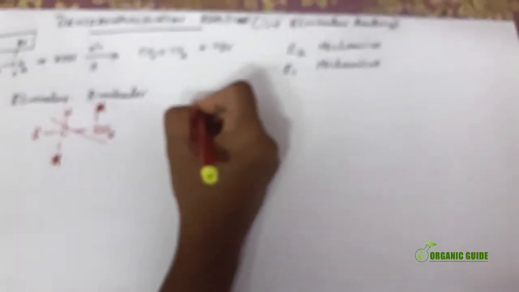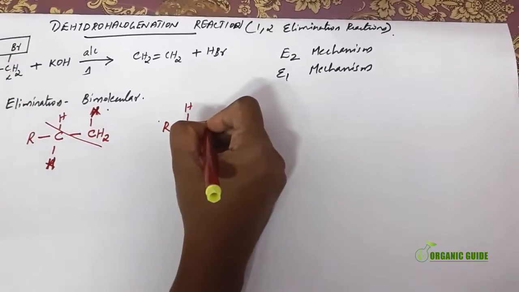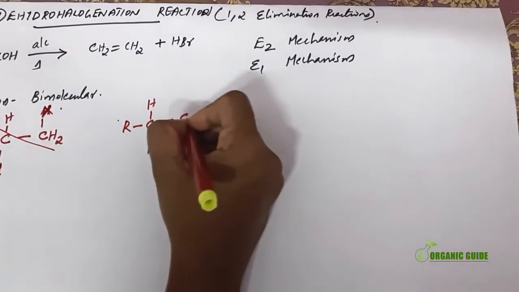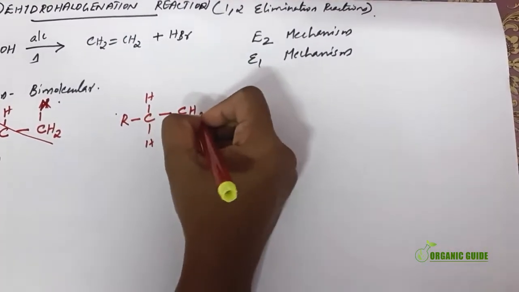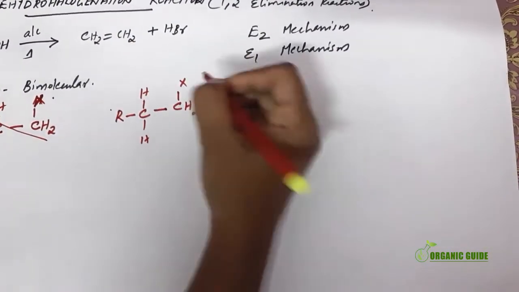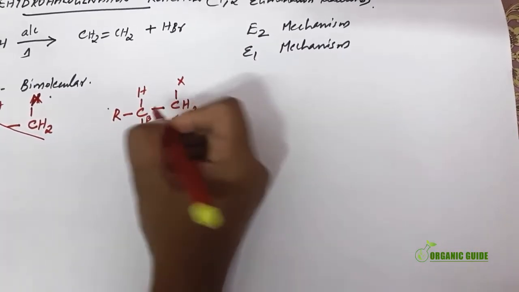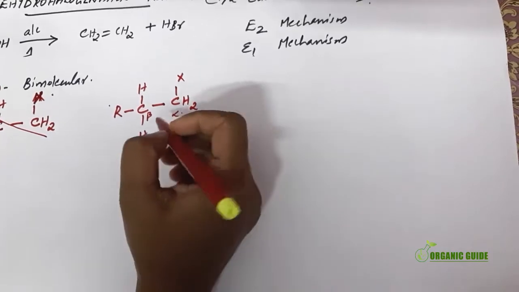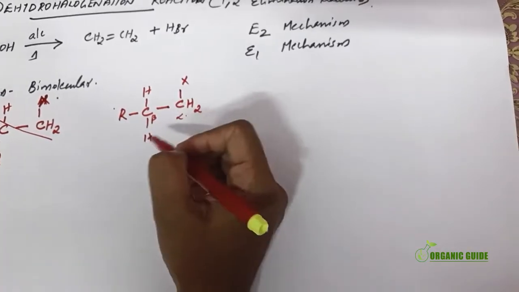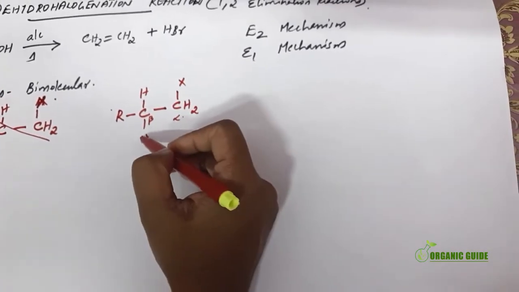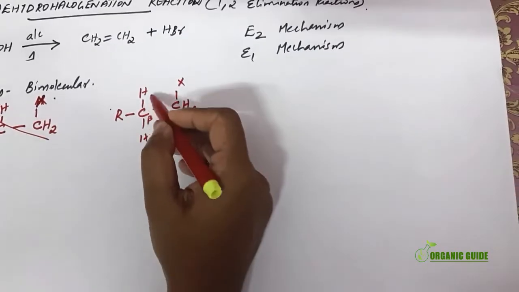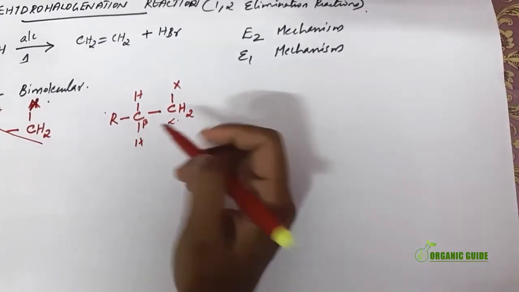Okay, our substrate is the alkyl halide, so we are writing it as CH2X. So this is the alpha carbon, this is the beta carbon. Okay, this is the halogen atom, and these are the two beta hydrogens.